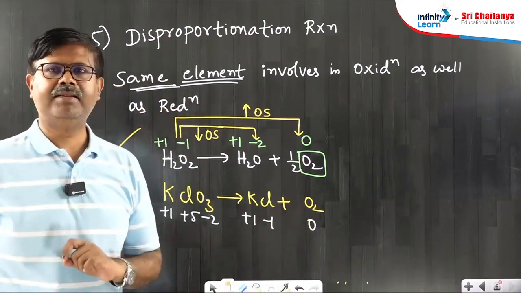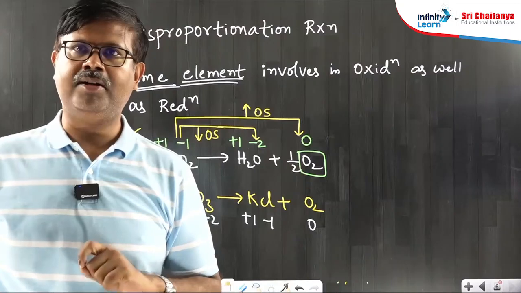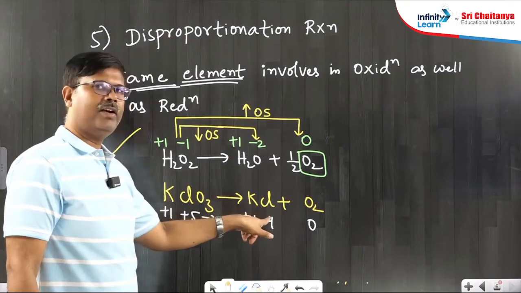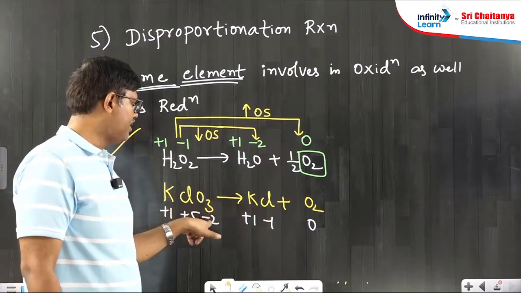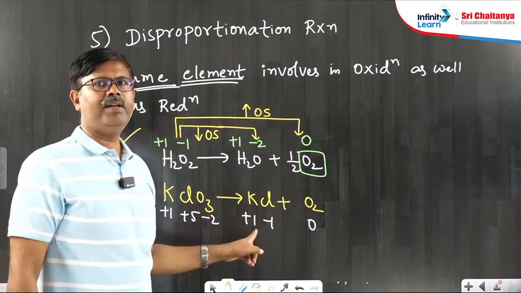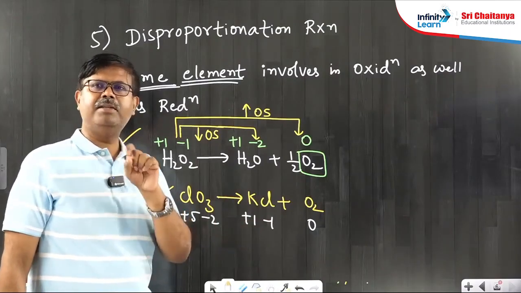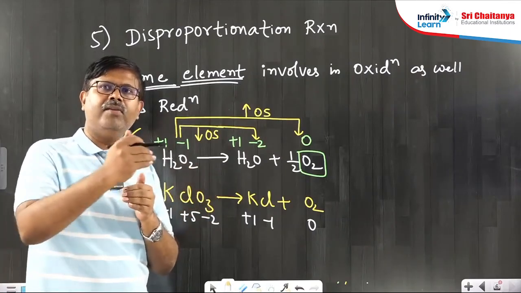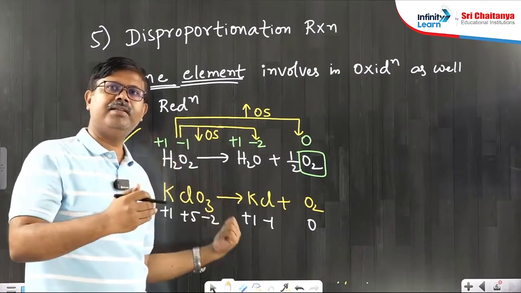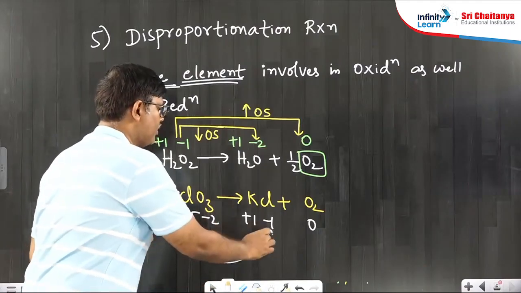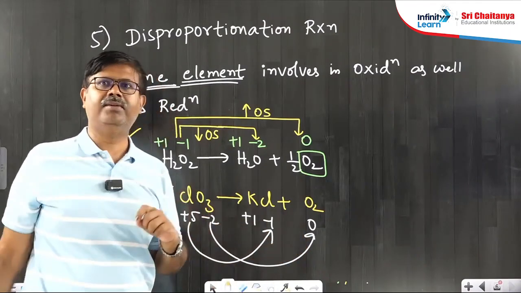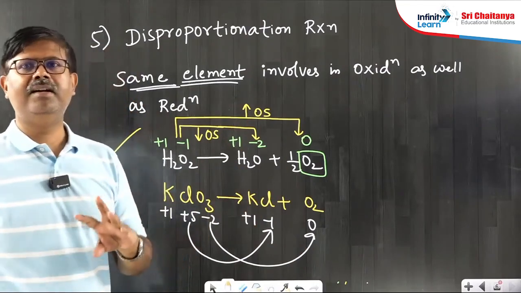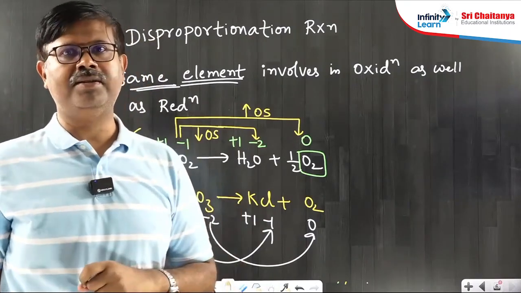Okay. Now if I ask, is this reaction disproportionation or not? See, potassium, no change. Chlorine +5 to -1, change is happening. Oxygen -2 to 0, change is happening. Change is happening means redox reaction. But should we call it a disproportionation? No, because the same element should be involved in oxidation as well as reduction. But here what is happening? Chlorine is involved in reduction, oxygen is involved in oxidation. So this is not a disproportionation reaction. These are the different types of reactions.